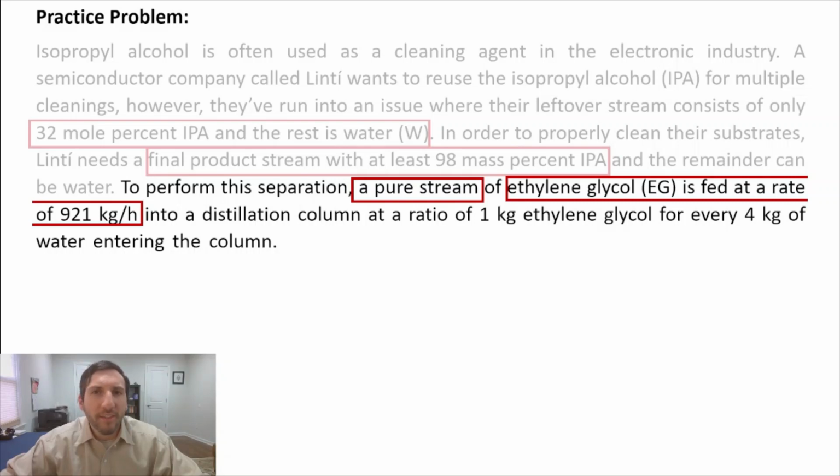So there's nothing else coming in other than ethylene glycol. All right. And then the next piece of information we have is that ethylene glycol is being fed at a ratio of 1 kilogram ethylene glycol for every 4 kilograms of water.